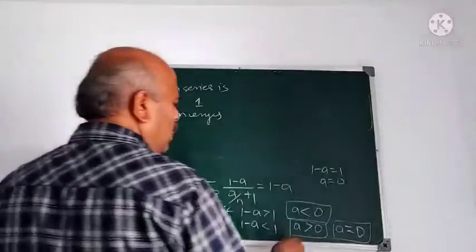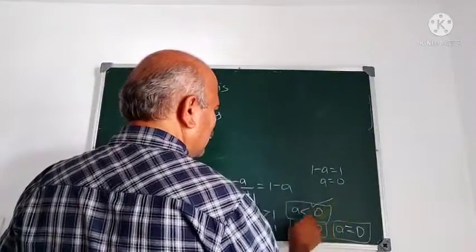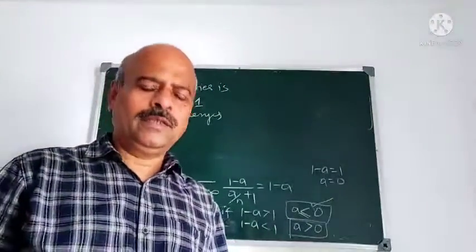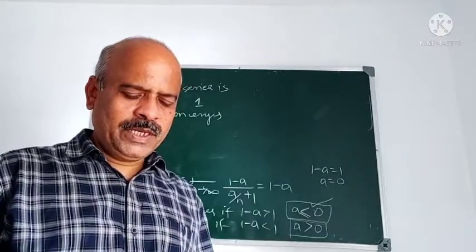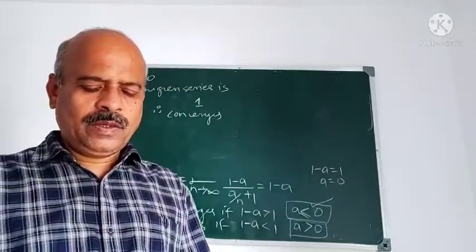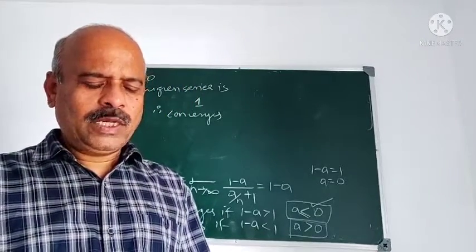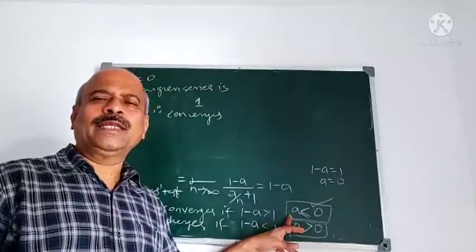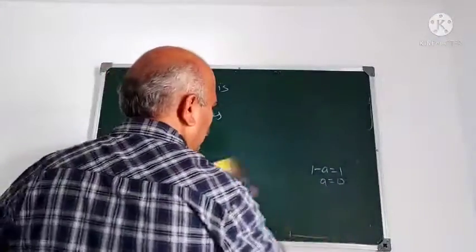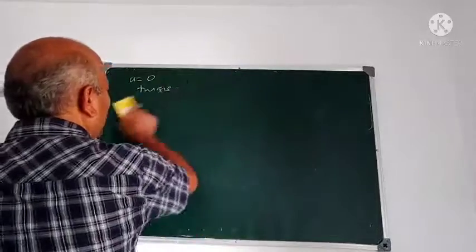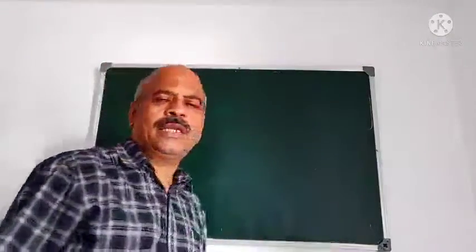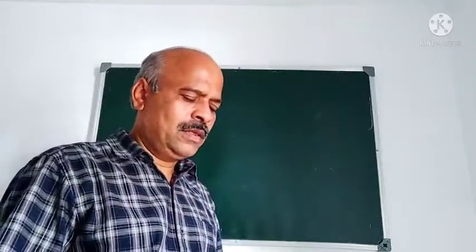So a less than or equal to 0 converges and a greater than 0 diverges. In the beginning, we don't have any idea about a. We didn't have idea about a, but a is this now. A less than or equal to 0 converges, greater than 0 diverges. I will consider some more examples later on this series, that is D'Alembert ratio test and Raabe's test.